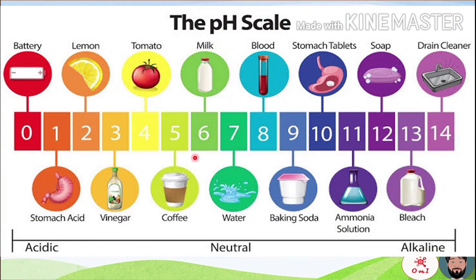The second one is pH. Here a battery has a pH of 0 or near 0, and one is the pH of stomach. Okay, and the last one is drain cleaner like sodium hydroxide or that type of base. And on 7, in the medium, there is water.